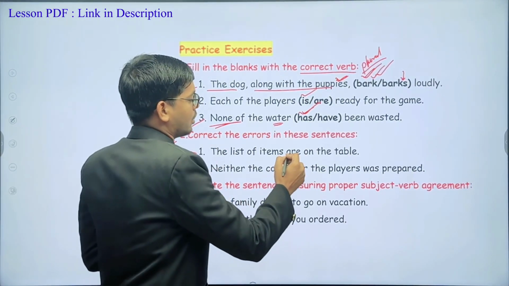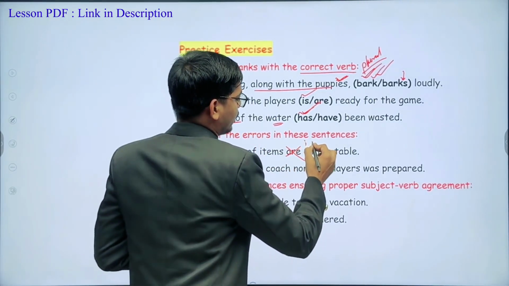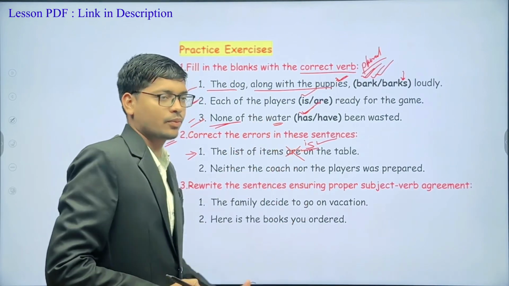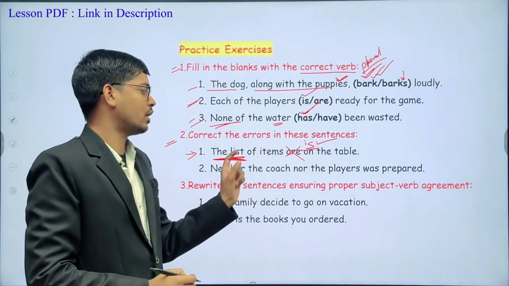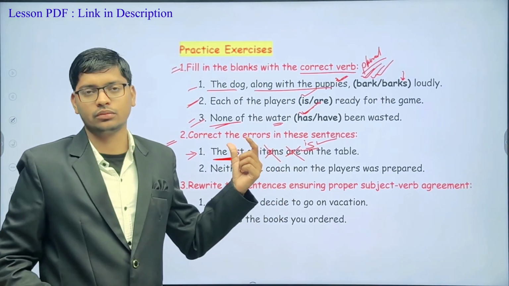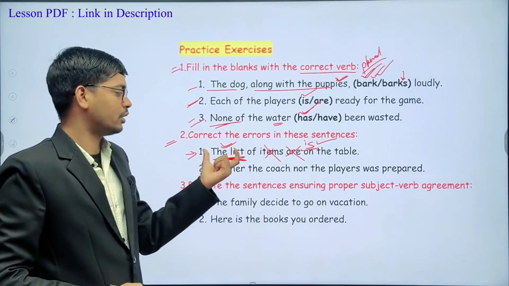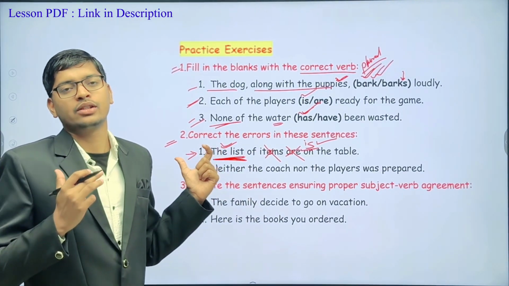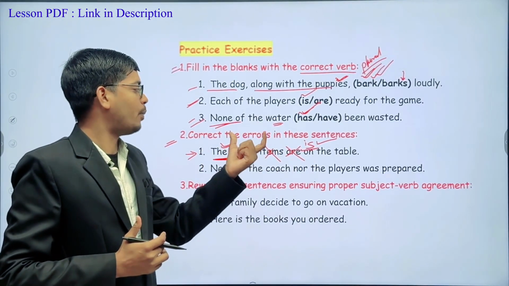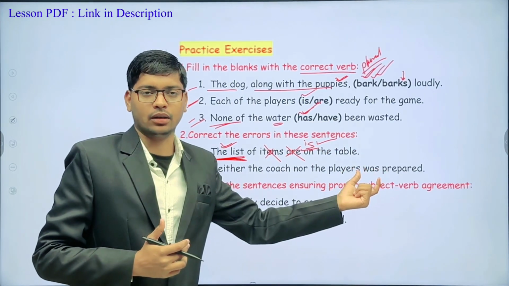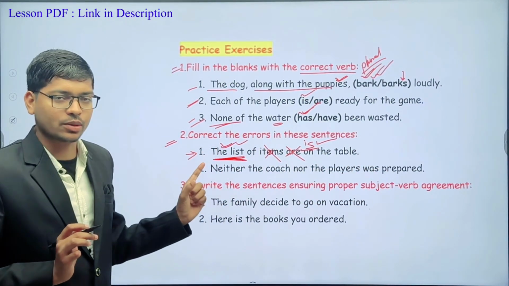The error is here: are is wrong, because we have to use a singular verb, is. Because the list of items, we have to follow the list, not the items. The list is a singular subject, so we have to use the singular verb is. The list of items is on the table.